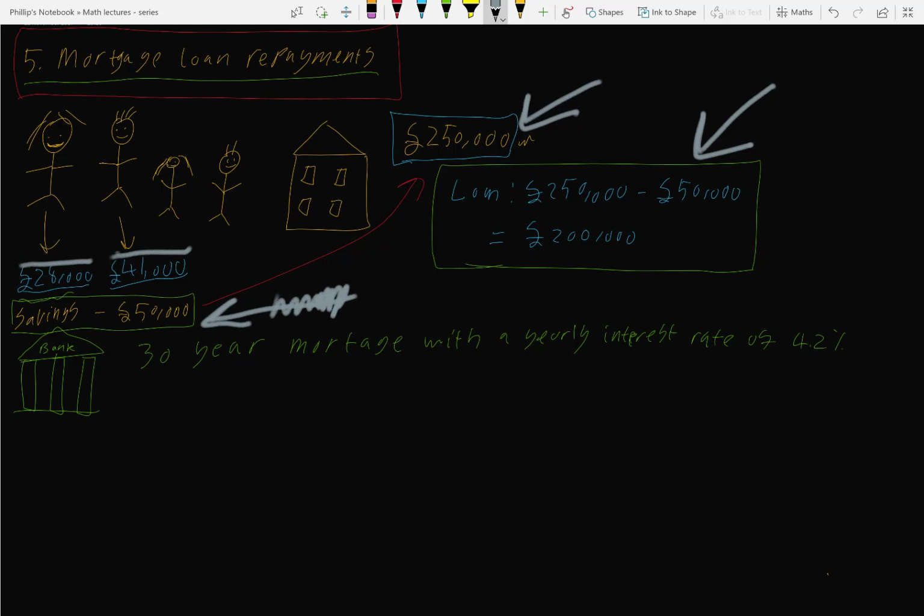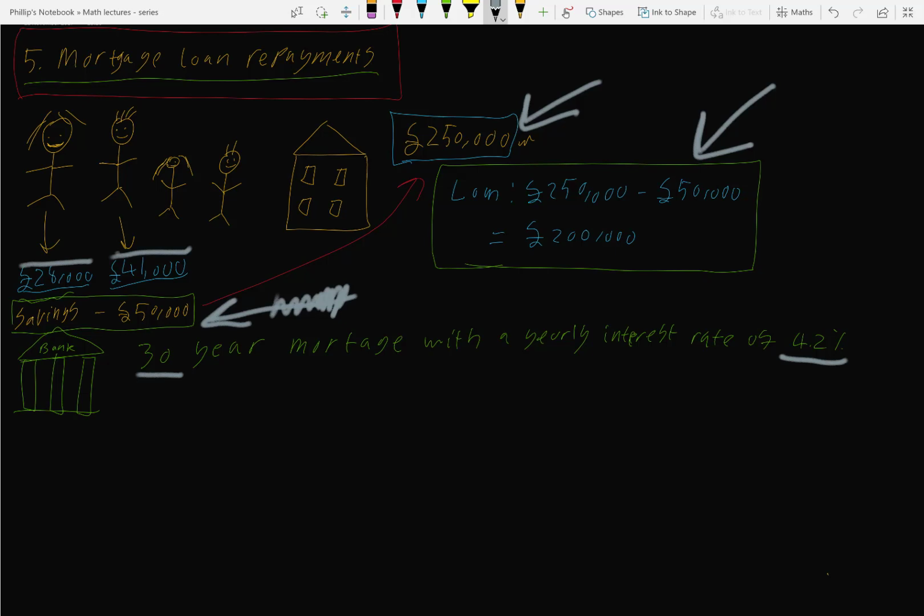Since they have £50,000, which is 20% of the value of the property, as a deposit, and they've got two stable incomes, the bank will offer them a 30-year mortgage with a yearly interest rate of 4.2%. That's what the bank's going to offer them as a mortgage.